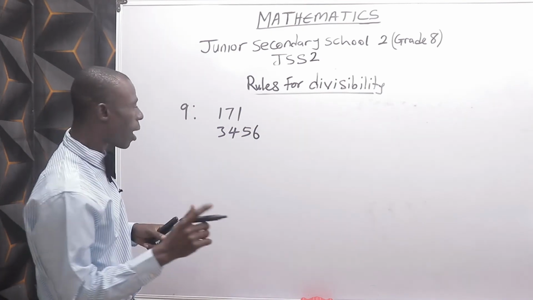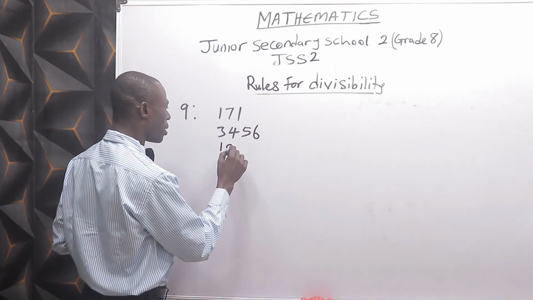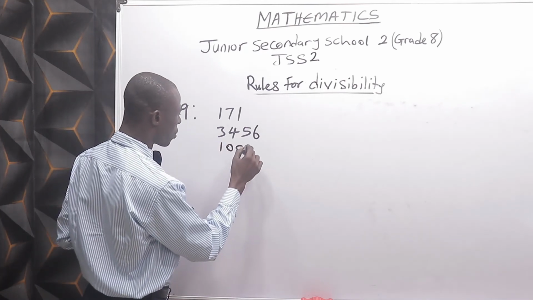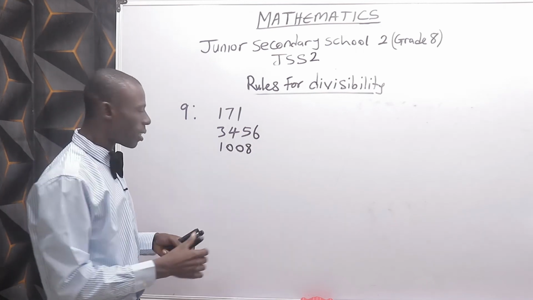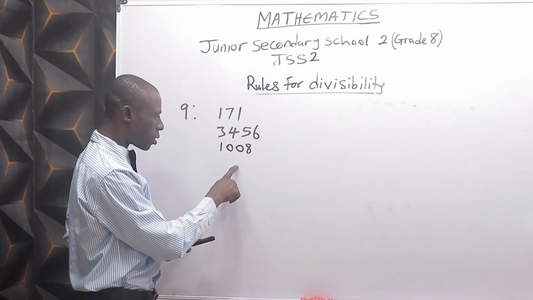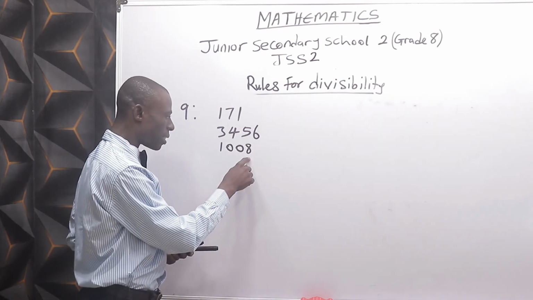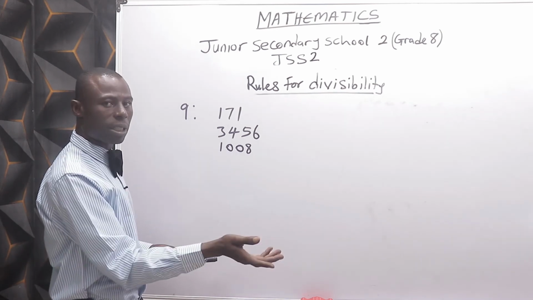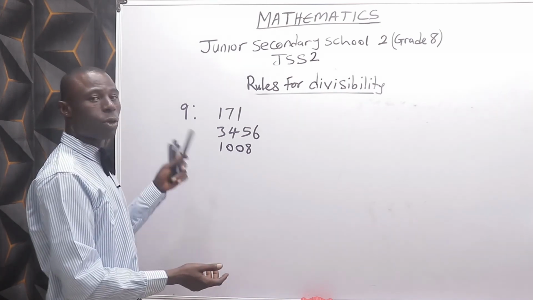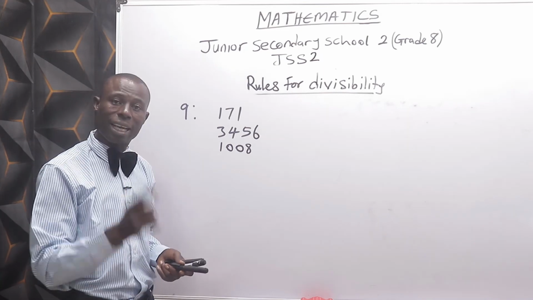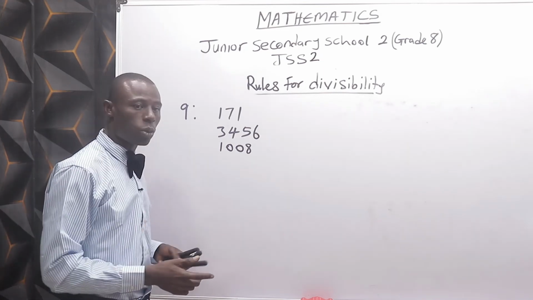Let's do the last one. 1001008. You can see 1 plus 0 is 1, plus 0 is 1, plus 8 is 9. The sum of all this is 9, which is divisible by 9. So 1008 is exactly divisible by 9.